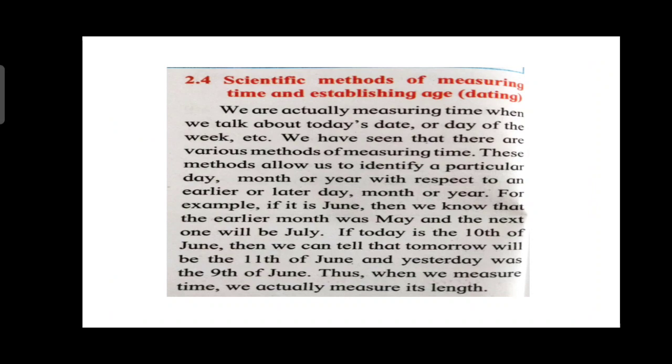So children, we have already seen that measuring time means measuring its length. If this month is June, then the previous month was May and the next month will be July. In the same way, if today is 10th of June, then yesterday was 9th and tomorrow will be 11th of June. This way we measure the day, the week, or the month, and we name it by some number, that is the date, month and the particular year.